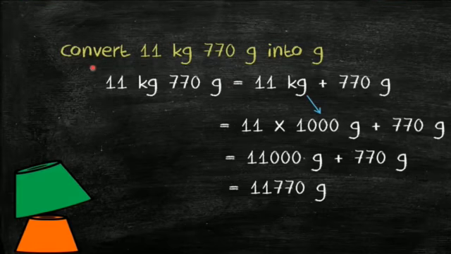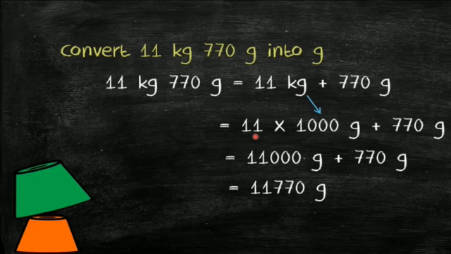Let's see one more example of it. Convert 11 kilogram 770 gram into gram. That means it is given with two units, kilogram as well as gram. The whole number we have to convert into the gram unit. Let's see how we will do it. We will first convert kilogram into gram. Here it is written 11 kilogram. That means we will apply the formula, which is 1 kilogram is equal to 1000 gram.